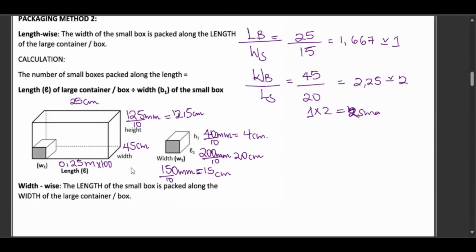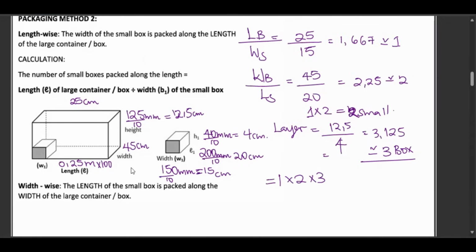Anyway, what about the layers? Layers will be the 12.5 divided by the 4. We see that it will be 3.142, so the answer here became 3 boxes. So all in all, what will it be? It's the 1 times the 2 times the 3. So here it takes 6 small boxes.